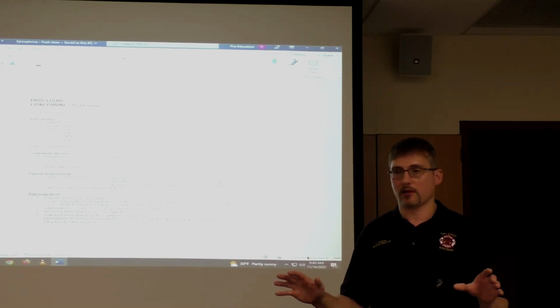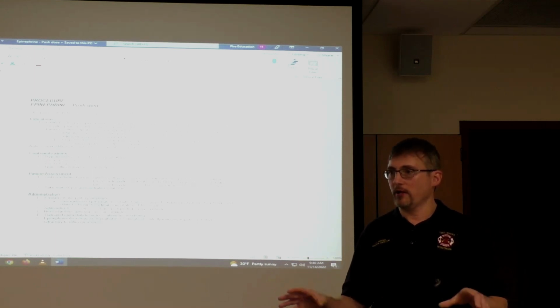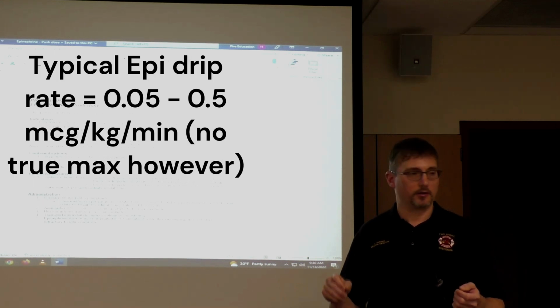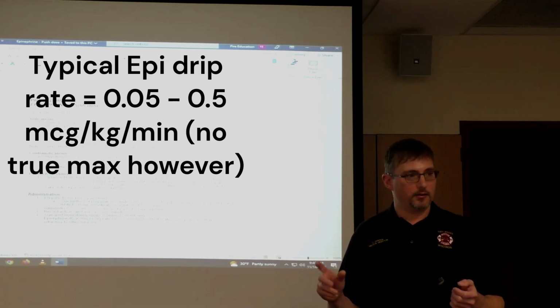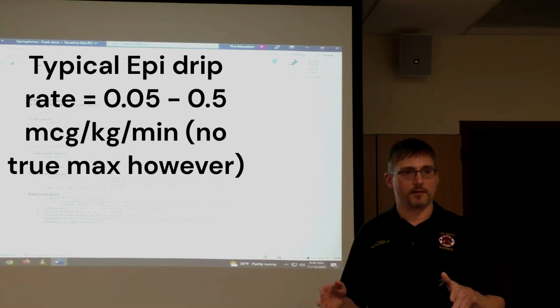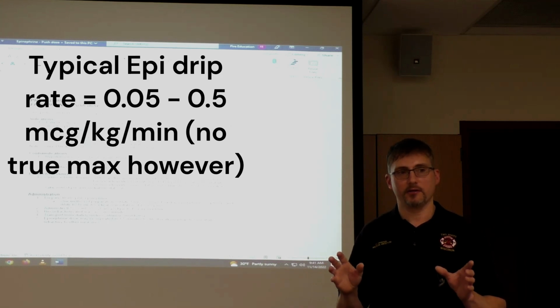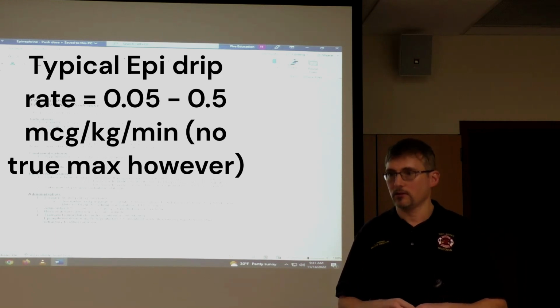let's just say they were started on a drip already. So a typical starting rate for a drip is 0.05 micrograms per kilogram per minute. Okay, so you're looking at an average person, let's just, for ease of math, we'll say they're 100 kilograms, right? So if it's 0.05 micrograms per kilogram per minute, you're looking at a typical starting dose on a drip of about 5 micrograms per minute. Does that make sense? Okay.